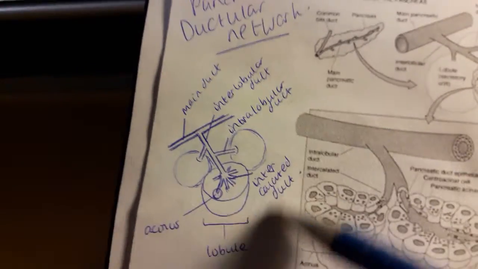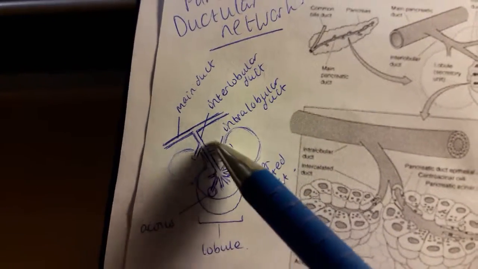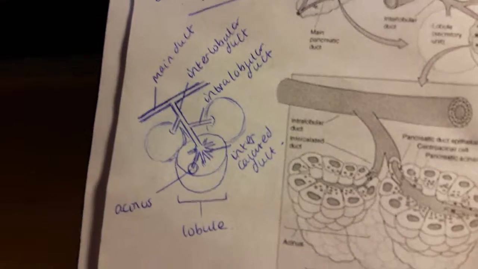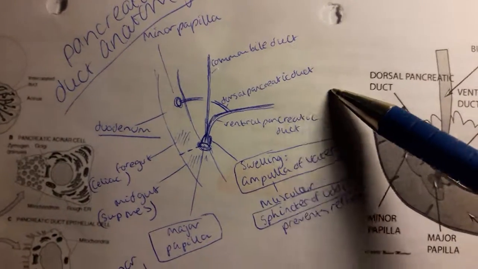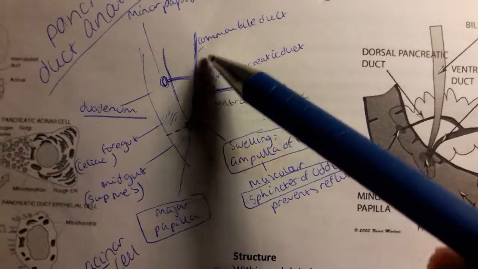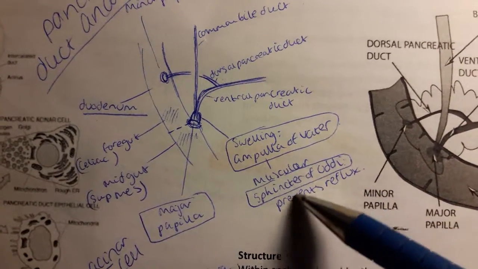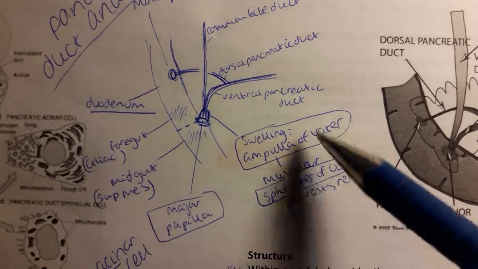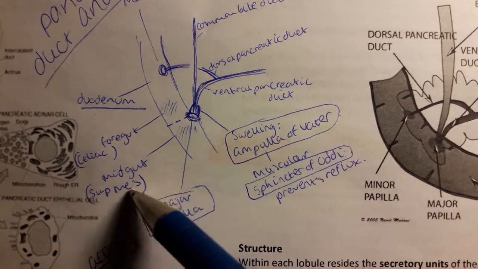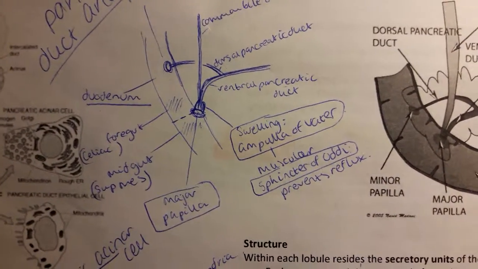I had a look at the ductular network with the various ducts leading towards the main duct. And then the main duct joining the common bile duct at the swelling called the ampulla ovata, surrounded by the sphincter of Oddi muscle to prevent reflux, and the foregut-midgut division by the major papilla.